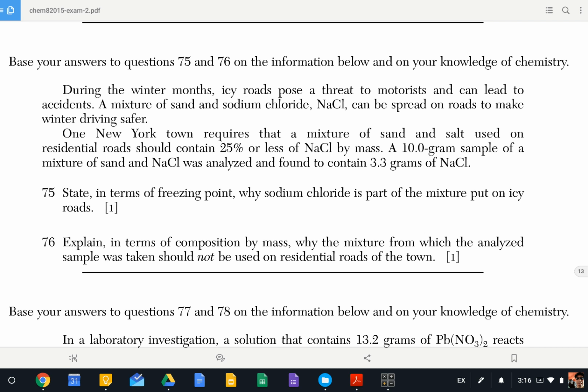What's up, nerd gang? I'm going to try to get through some of these a little bit faster. Almost done with the written response section of the August 2015 Chemistry Regents.